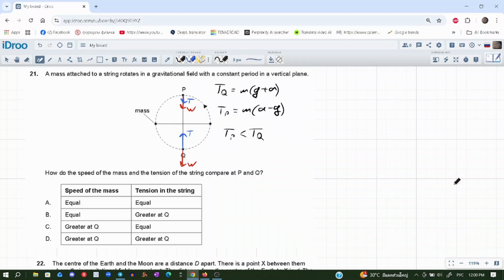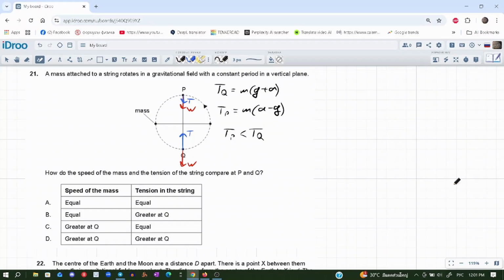So our option is B or D. And also they say that the period is the same, and I would say that this is option B, that speed of the mass is the same and the tension is greater at point Q. But if we think about this problem, like if we use our imagination and we don't think about it in a way like they use something special to make the speed of this object the same at each point.